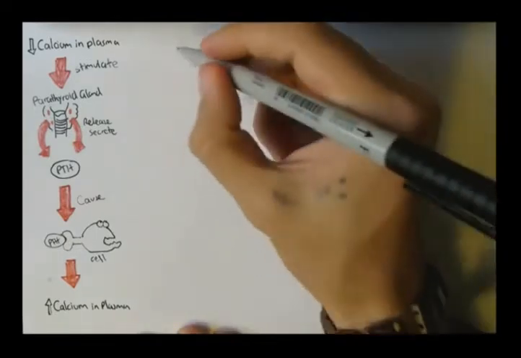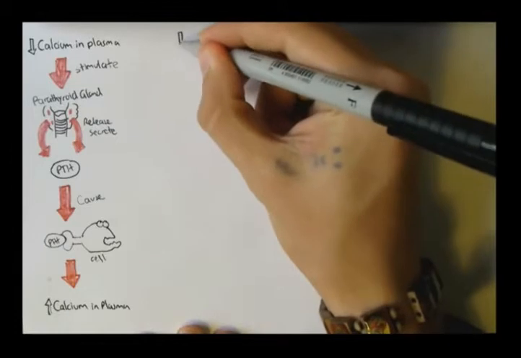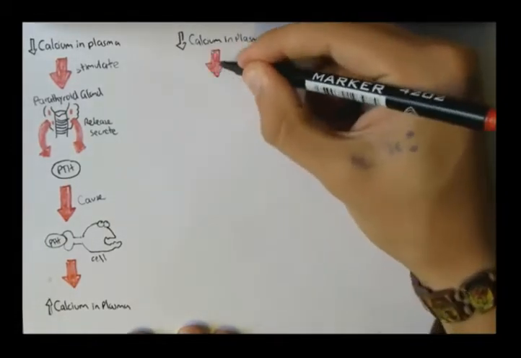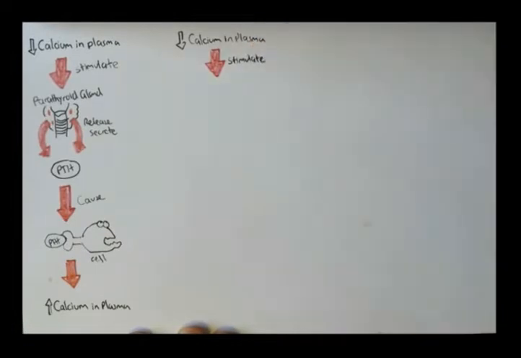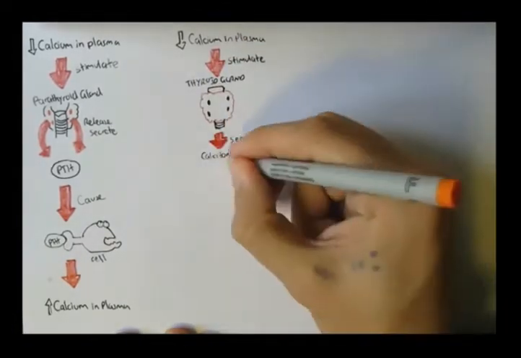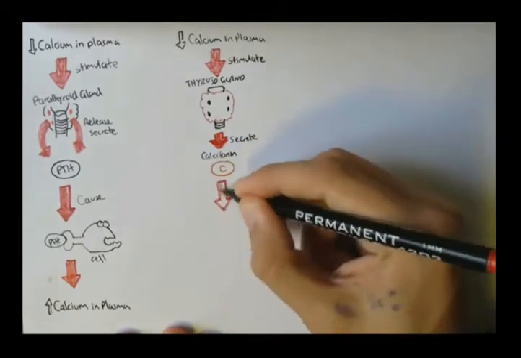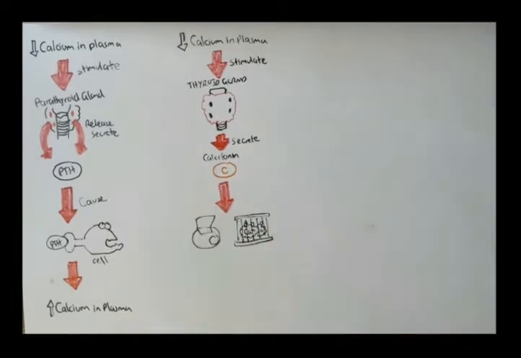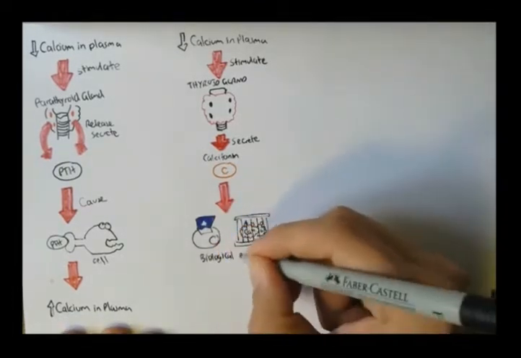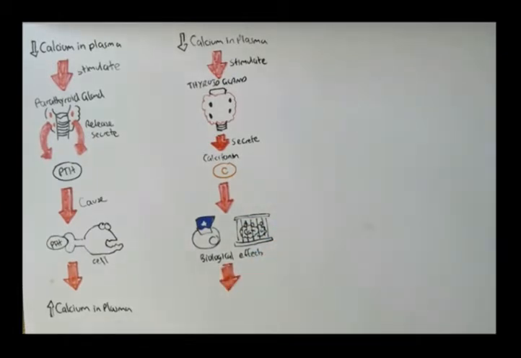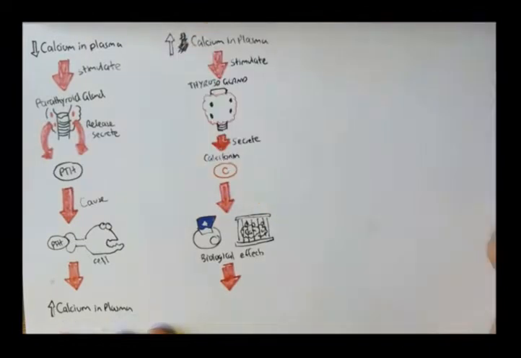If the body senses high amounts of calcium in the plasma, this is meant to be high, not low calcium in the plasma. If the body senses high calcium in the plasma, this will stimulate the thyroid gland to secrete calcitonin. Calcitonin will then move around the body and cause all its biological effects, which will then decrease calcium concentrations in the plasma.